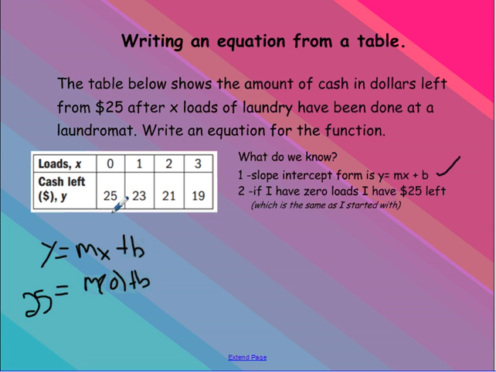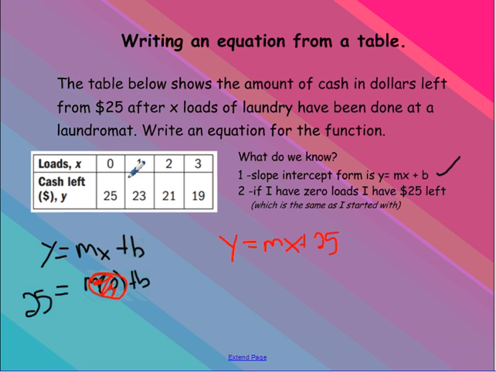Okay, so I know this. So what else do I know now? Well, I know that this m times 0, it doesn't matter what m is. It could be $2 trillion. If it's times 0, it's 0. So I know that's no longer part of the equation. So I now know my y-intercept is b. So I know this much. Y equals mx plus 25.